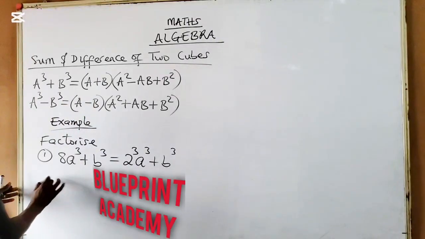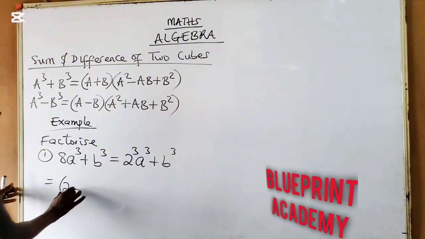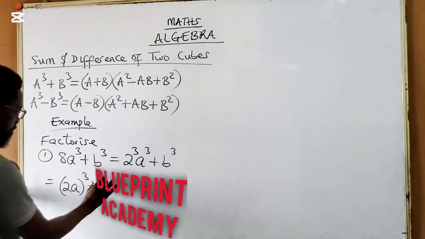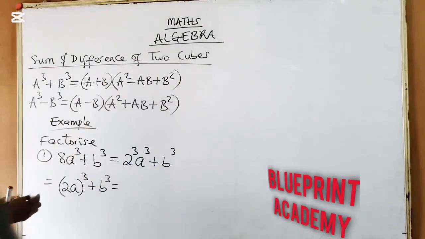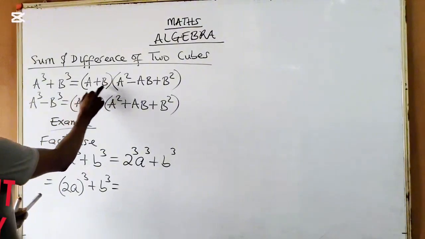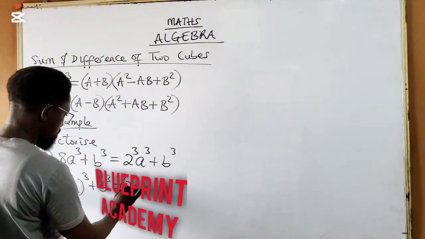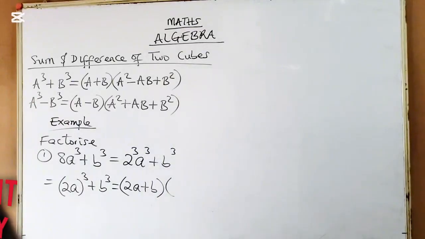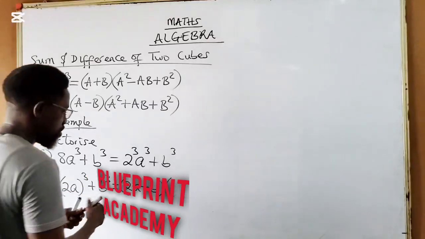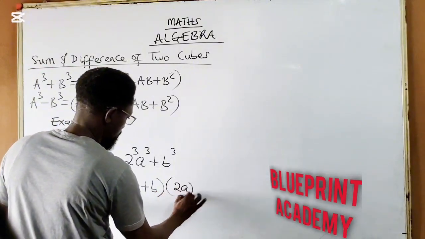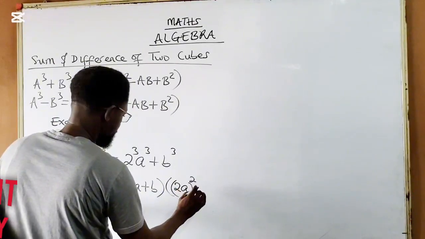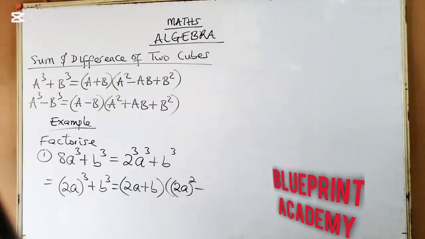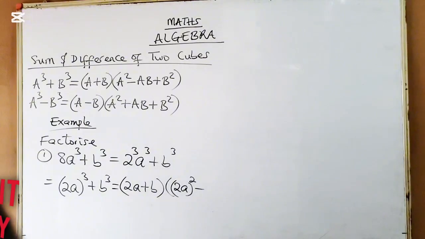So now I can put this in a single bracket. So I'll have this as (2a) to the power 3 plus b to the power 3. So making use of the formula for the sum, we have a plus b, so I'll get 2a plus b. Then the next bracket, we have a squared, so that will be (2a) squared, minus ab.